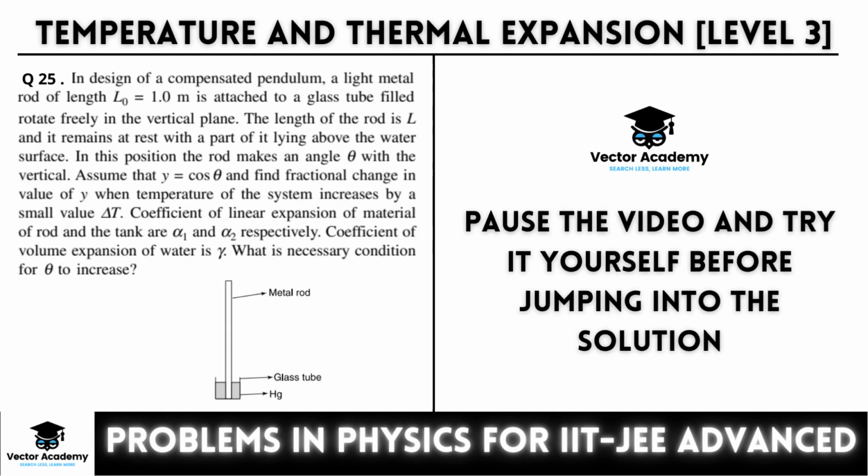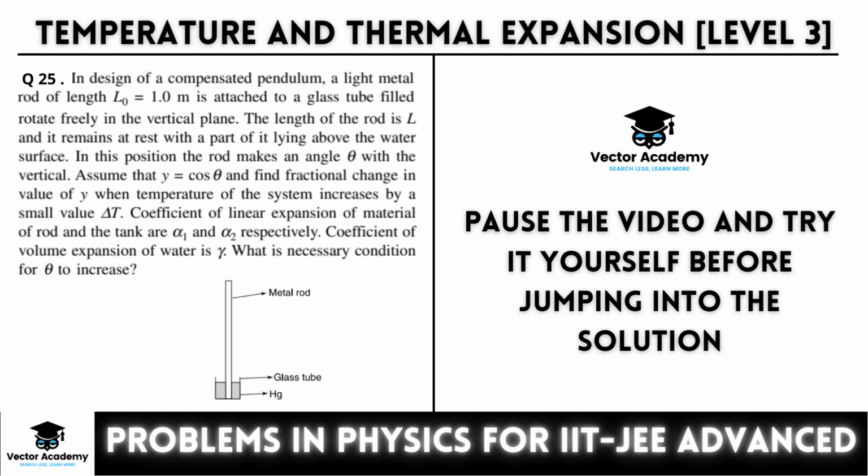Question 25. In design of a compensated pendulum, a light metal rod of length L0 equals 1.0 meters is attached to a glass tube filled with mercury. Neglecting the mass of the glass tube as well, calculate the height of mercury column in the glass tube so that center of mass of this system does not rise or fall with temperature.